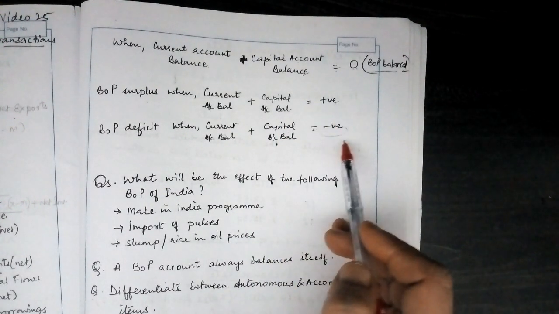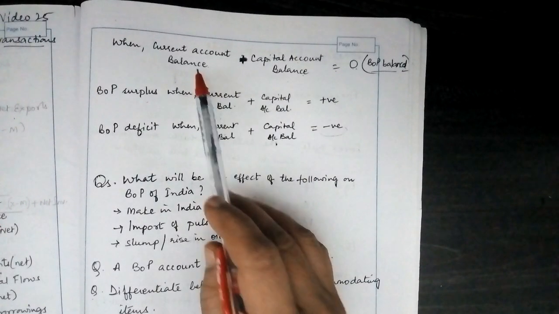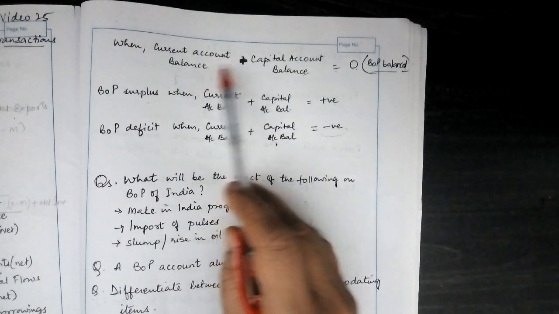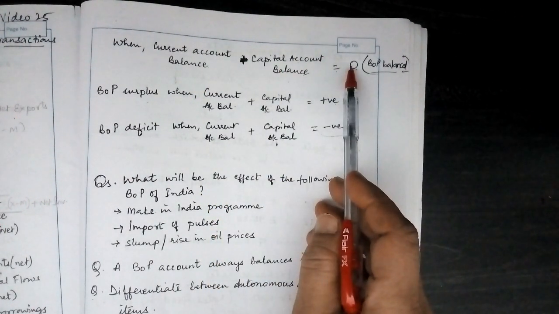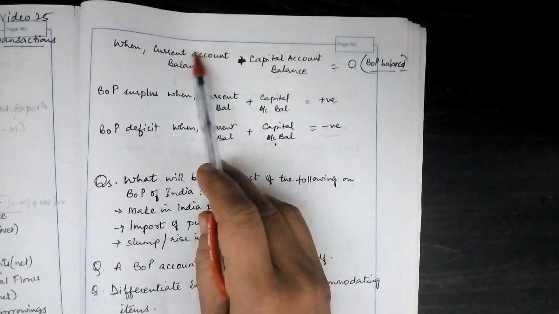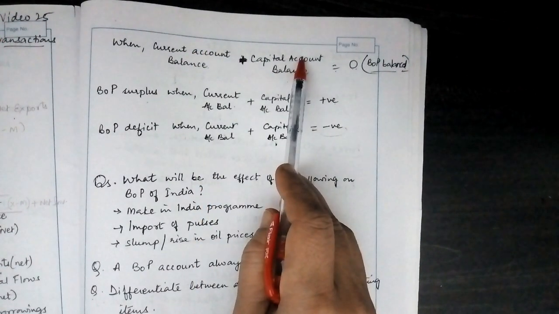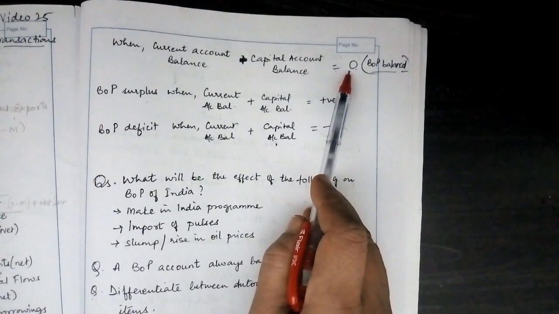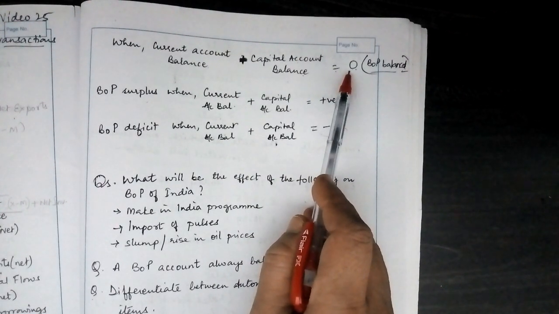So this is what we may need to understand. The first statement, that the sum is giving us 0, means that if current account balance is a positive number, capital account balance should be a negative number. Only then you get a 0. So that's how you understand this.